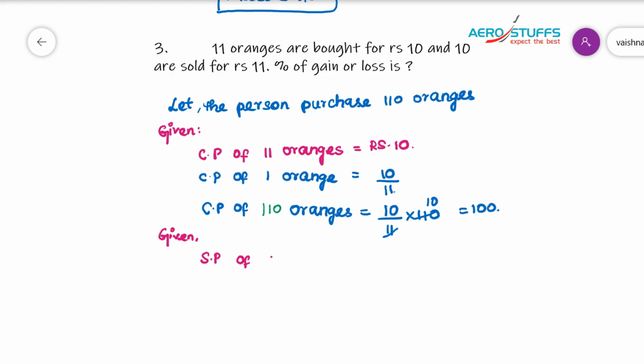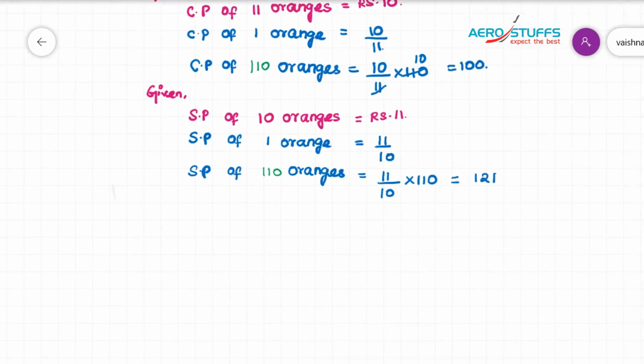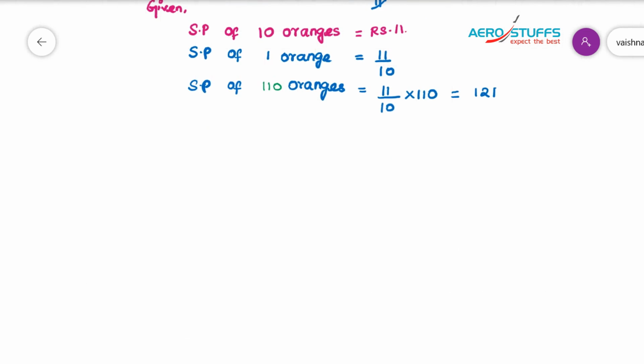What other thing they have given you? The selling price. So the selling price of 10 oranges is 11 rupees. So he got 11 oranges for 10 rupees and he sells 10 oranges for 11 rupees. Now the selling price of 1 orange is what? It is 11 by 10. What I am doing? I have got 110 oranges, so I am going to sell all the 110 oranges. Now it will be 11 by 10 into 110. That is 121 rupees.